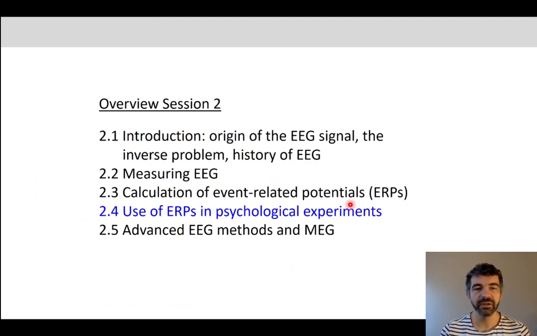Okay, so you've seen some examples of how ERPs are used in psychological experiments. There will be more examples in the individual sessions where you can see how they're, for example, used in working memory and attention. Next and last part of today's session will be about advanced EEG methods and MEG.